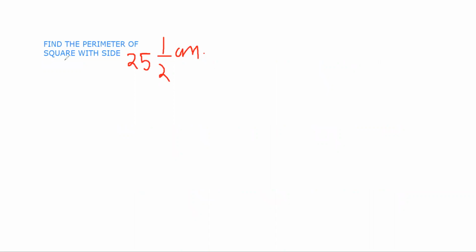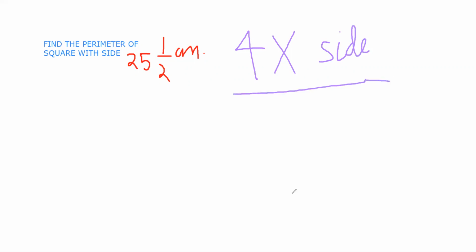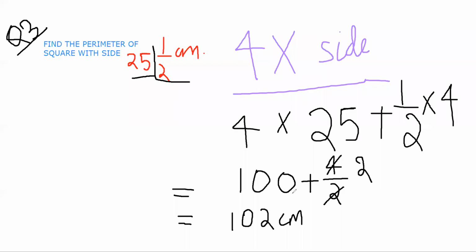Here the question is given. Find the perimeter of square with side 25 whole 1 by 2 centimeter. What is the formula? The formula is 4 into side. To find the perimeter of the square, the formula is 4 into side because in the square all the sides have same length. So just multiply the side with 4, you will get the answer. So please pause the video and solve it.